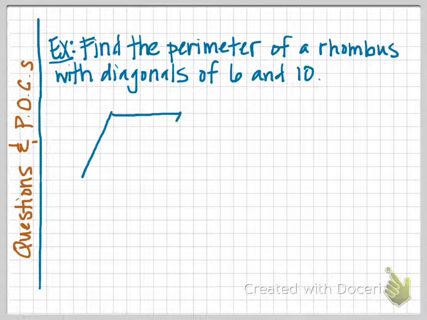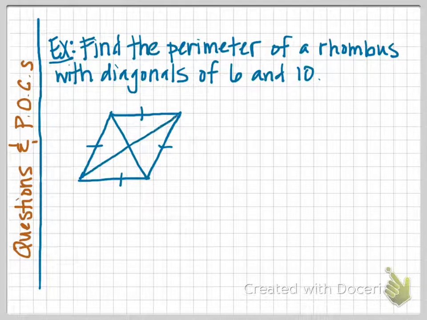This is not drawn to scale, so we're not counting squares here. But all 4 sides are congruent. My diagonals bisect each other, which means these 2 halves are congruent and these 2 halves are congruent.